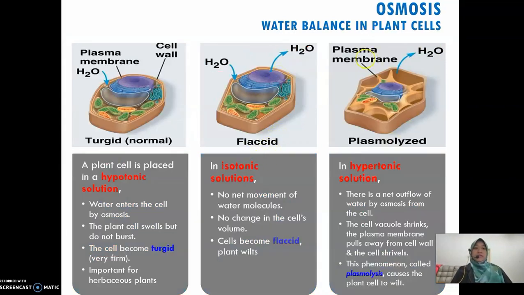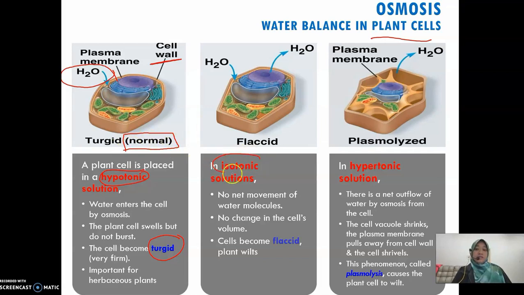In plant cell, on the other hand, if the plant cell is put in hypotonic solution, it will receive water. However, since plant cells have cell wall, it does not lyse. It will become turgid. And this situation is normal for plant cell.